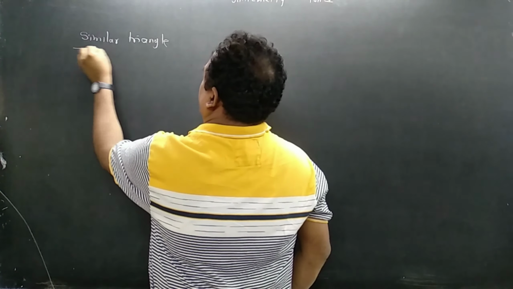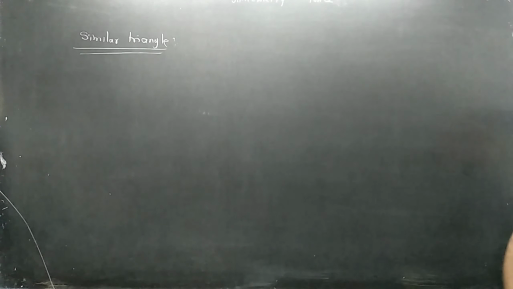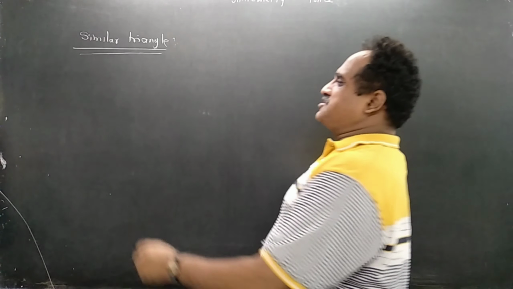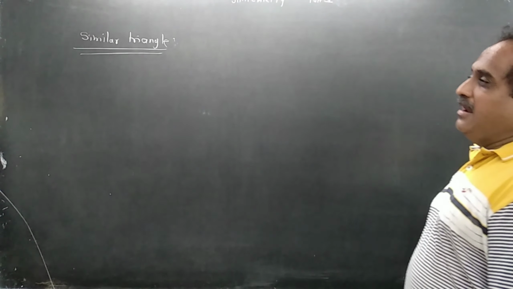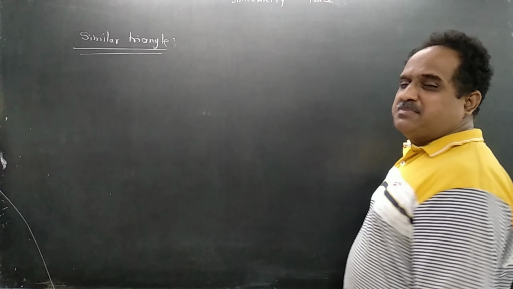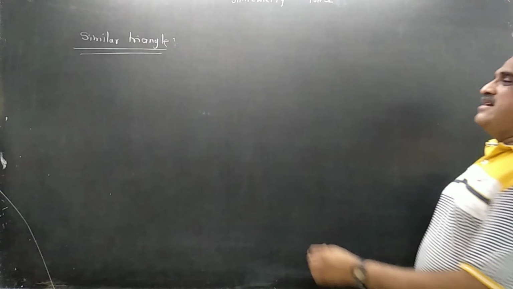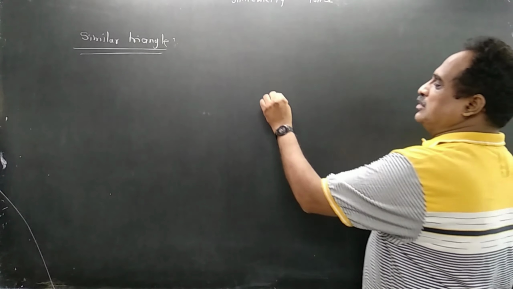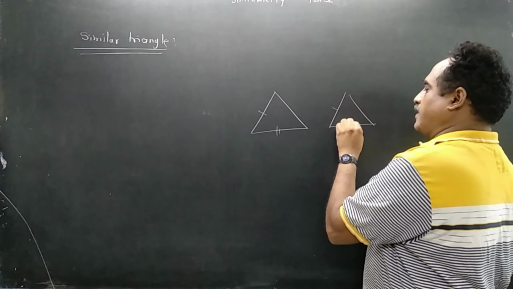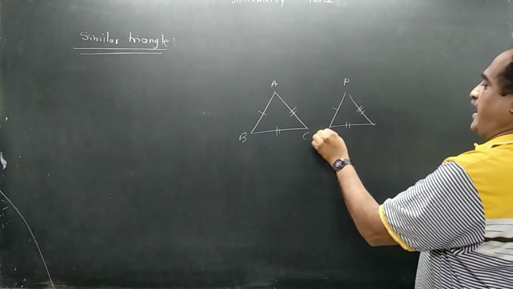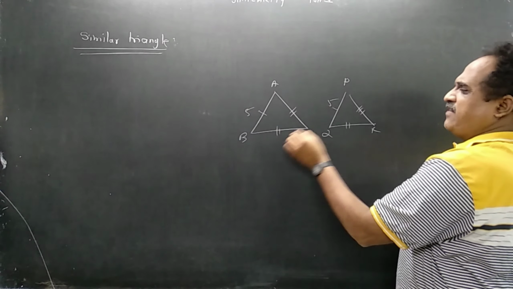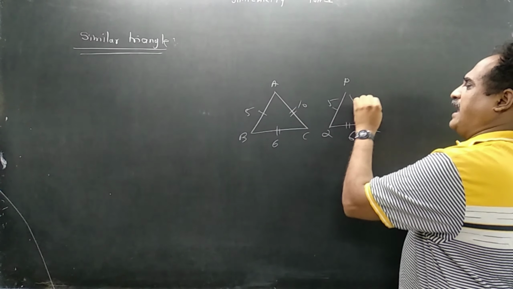Already this concept was very nice standard. We have seen the difference between congruent triangles and similar triangles that we have studied. At that time I gave the example that congruent triangles means twin triangles. Twin triangles means they have all the sides equal. Suppose in triangle ABC or triangle PQR, if this side is 5 then this will be 5, if this is 6 then this will be 6, if this is 10 then this will be 10.